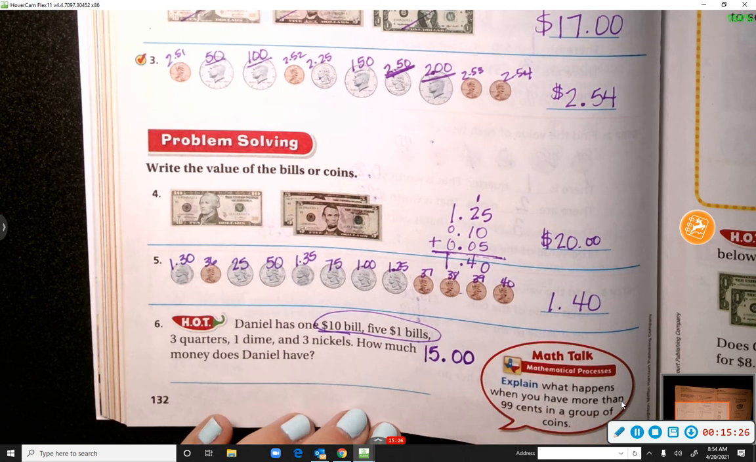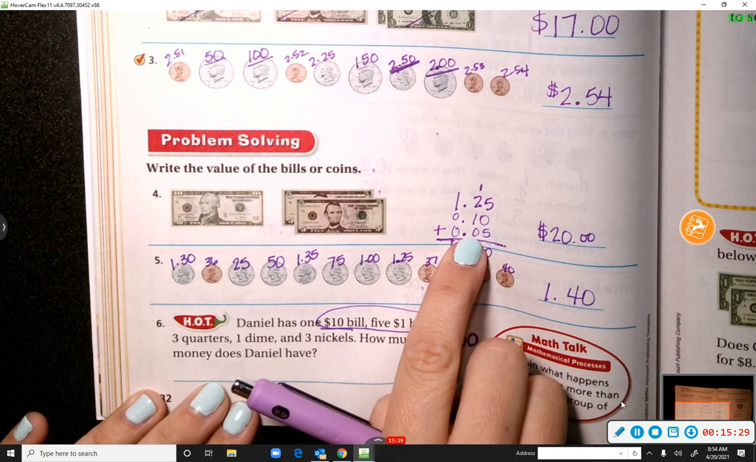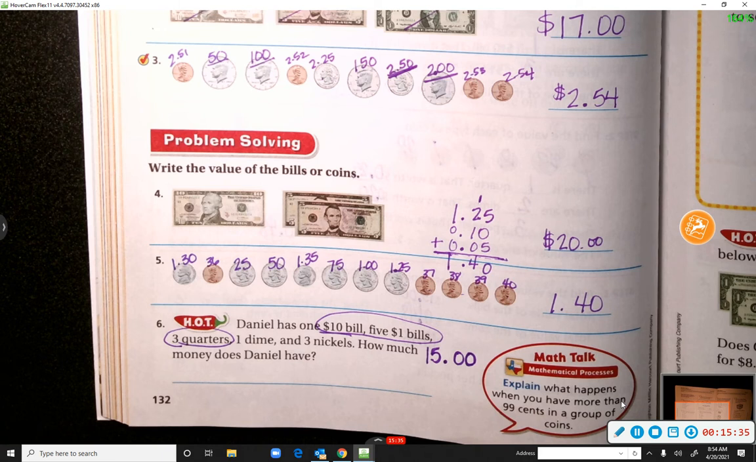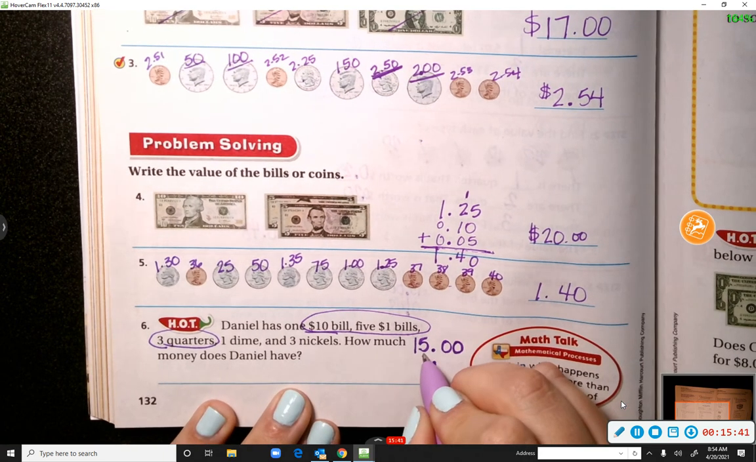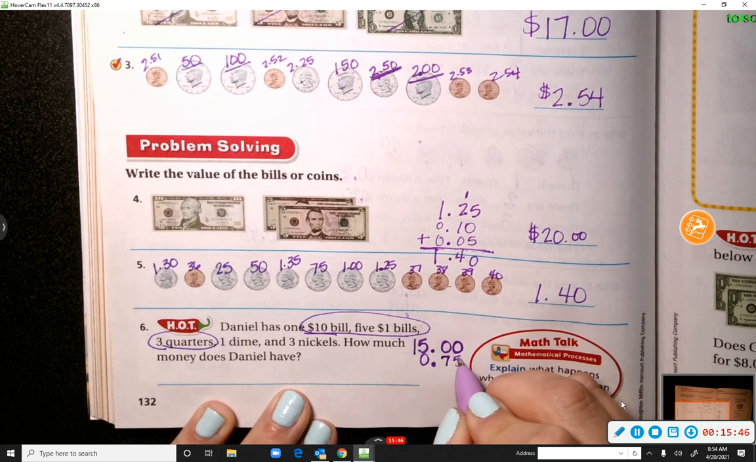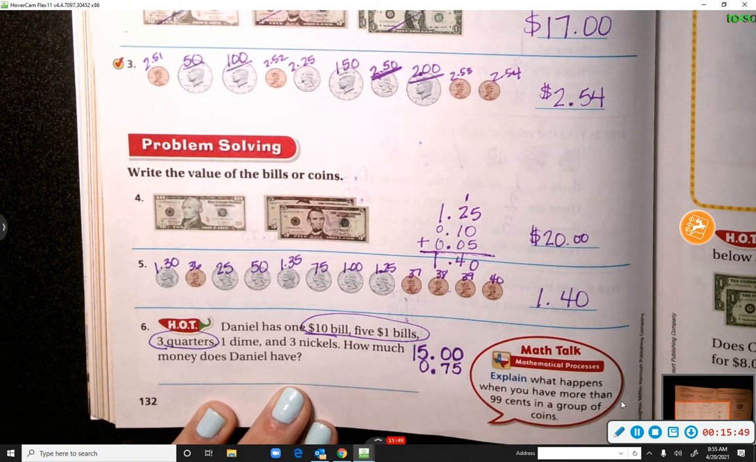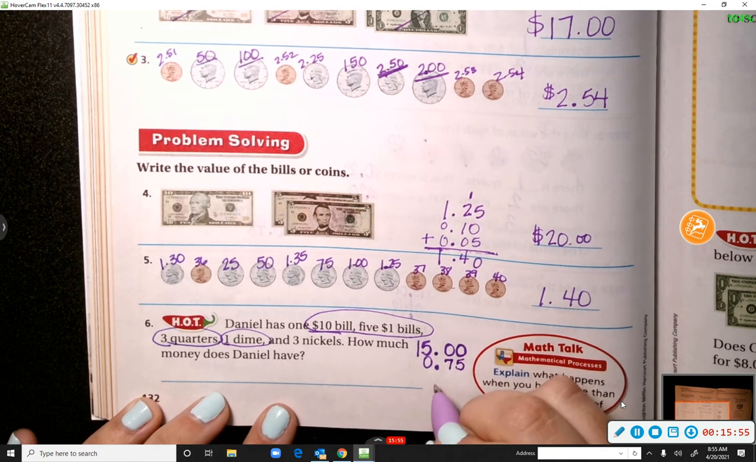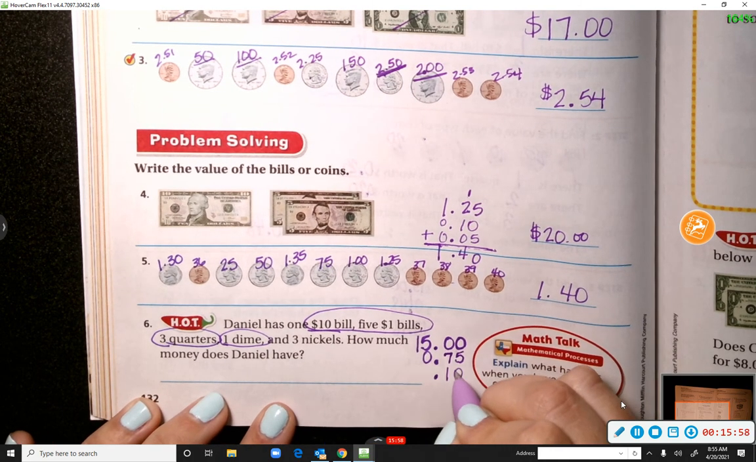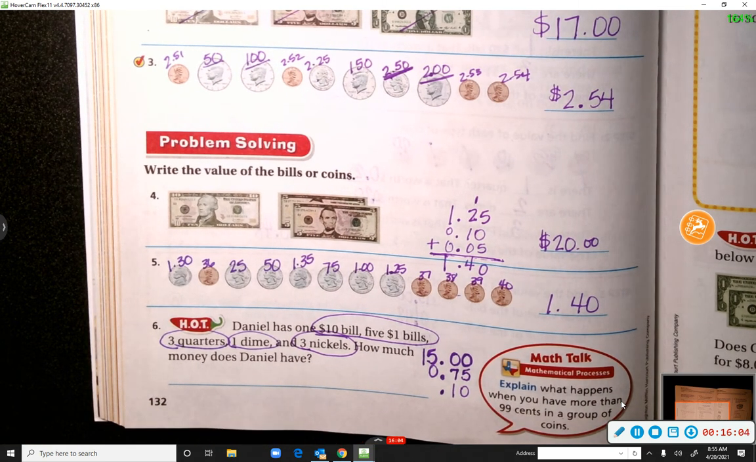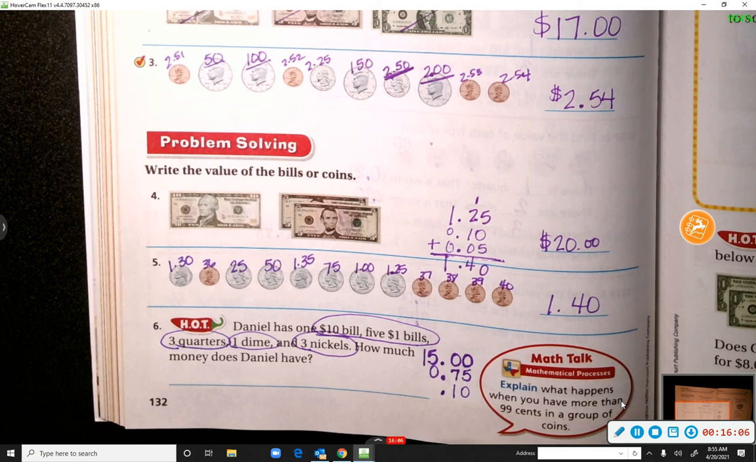Okay, now I'm going to do each value of the coins like we did up here. 3/4. 3/4 is how much? 75 cents. Good, so I'm going to write that, lining up my decimal. Okay. 1 dime. 10 cents. And 3 nickels. 15. Good, because a nickel is 5 cents. So we would say 5, 10, 15 cents.